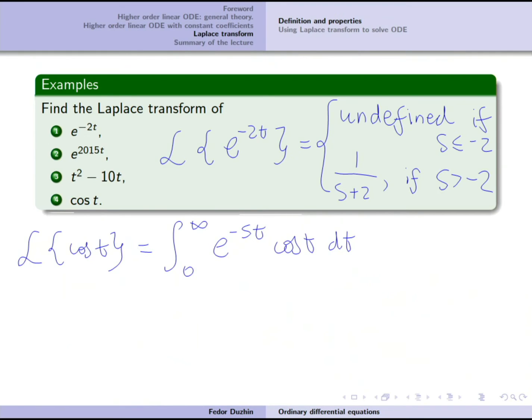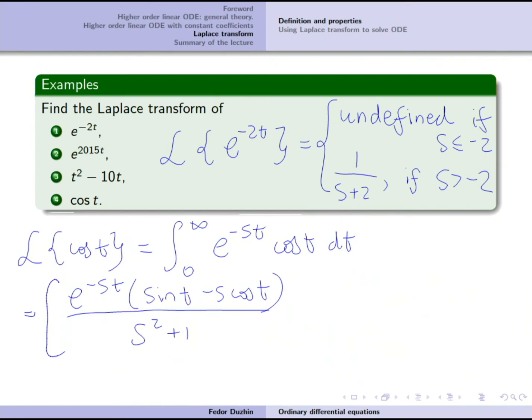So this is going to be e to the minus st times sine t minus s cosine t over s squared plus 1. So that's the antiderivative of e to the minus st times cosine t, and we have to take the change from 0 to infinity.